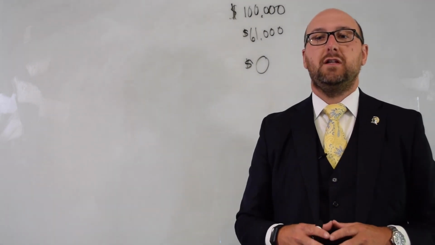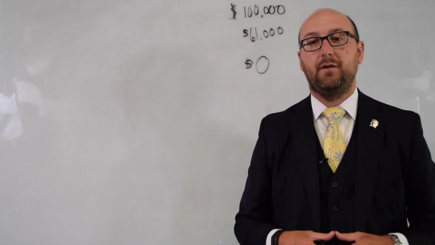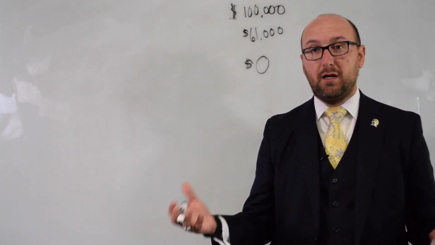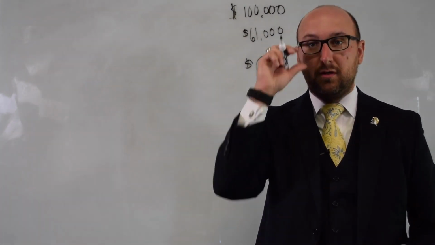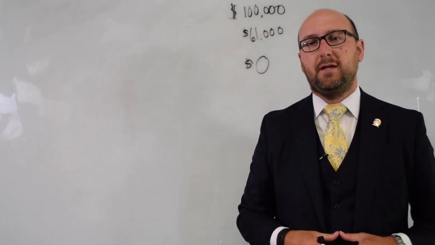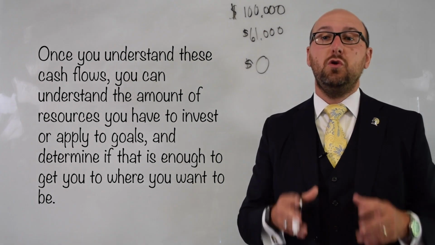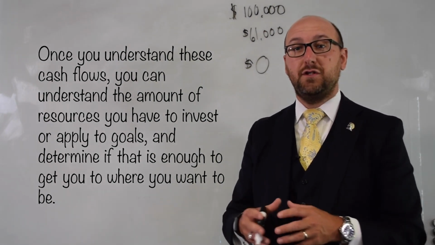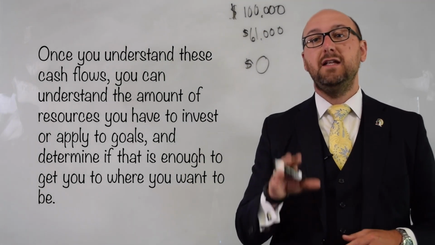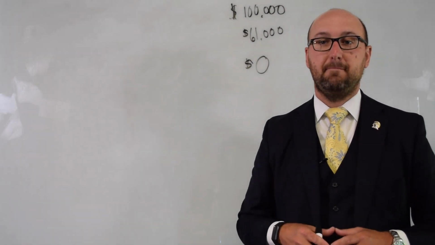Lastly, you will need to determine how to replace income sources as they change over time. For example, if you retire, where will you draw income from and how? Another example is, when will Social Security income kick in? Once you understand these cash flows, you can then understand the amount of resources you have to invest or apply to these goals and determine if that's enough to get you to where you want to be.